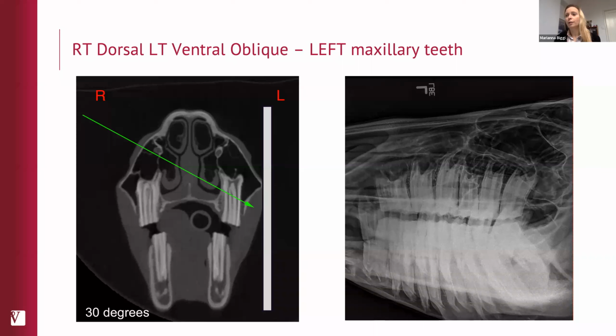You don't have to acquire both views all the time. If you know there is nasal discharge on the left side, you can just acquire the left view, the right dorsal to left ventral view. But I think sometimes, especially when you have subtle changes, it's quite useful to have the other view for comparison.